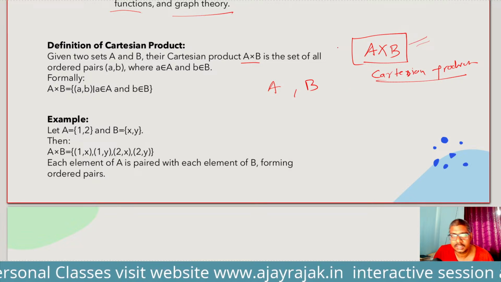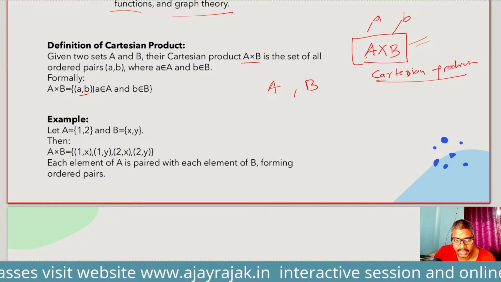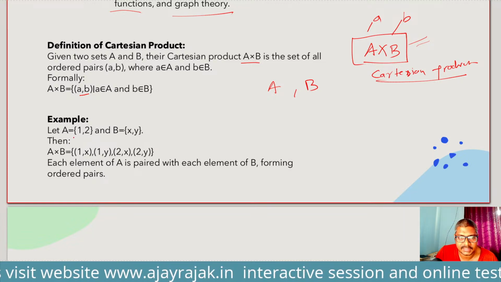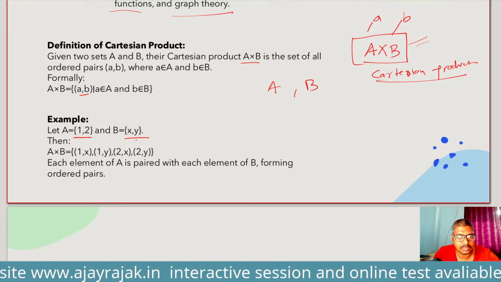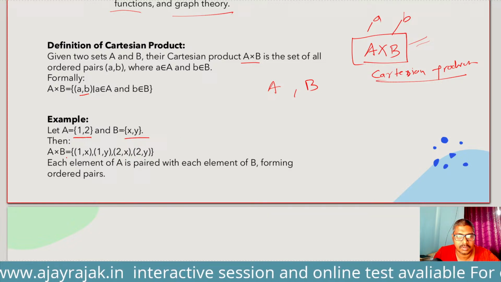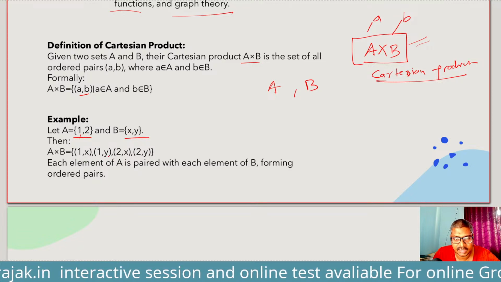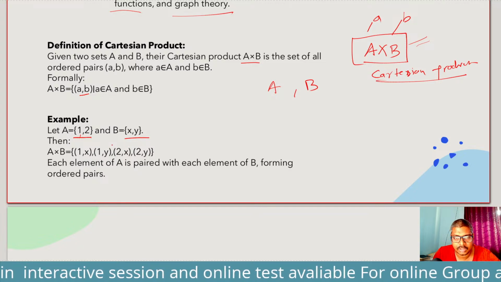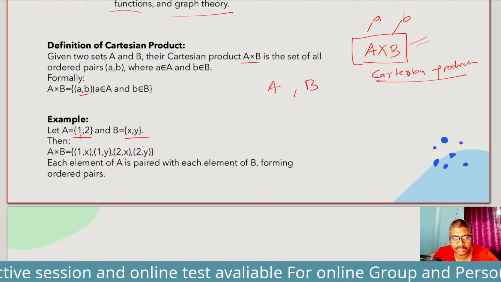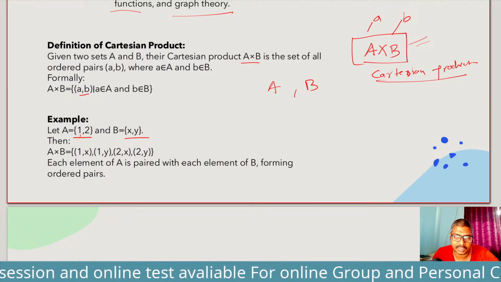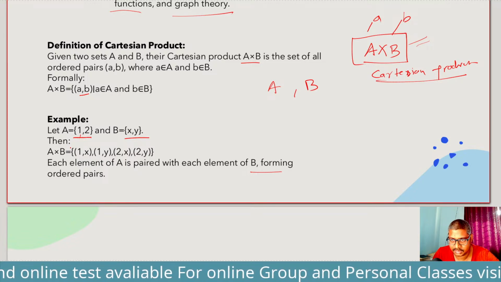But how does this proceed? It says that A and B will be in order: one element from A will come, and one element from B will come, where a belongs to A and b belongs to B. For example, A is {1, 2} and B is {x, y}. When you do the Cartesian product A times B, the first element of A, 1, pairs with the first element of B, then 1 with the second element, then 2 comes with the first element, and so on. You take all the elements, but remember that you take them as ordered pairs: the first element comes from A and then the element comes from B. So each element of A is paired with each element of B. This is all the possible relations.